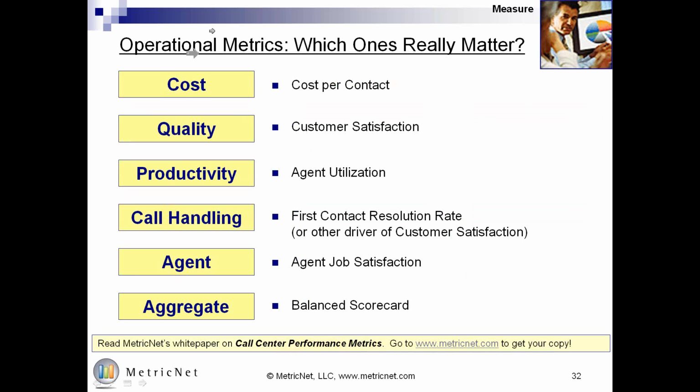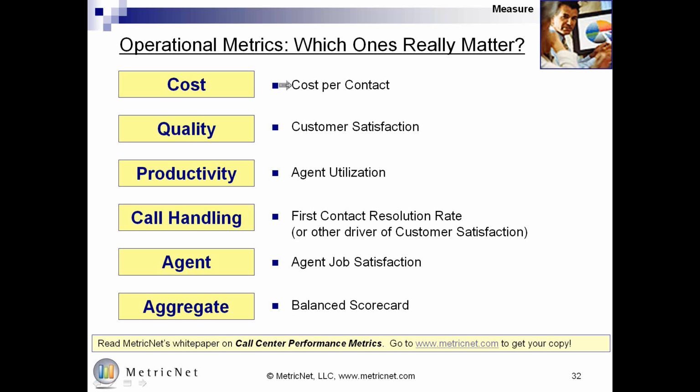And when it comes to operational metrics, less is more. Shown on this page are the 6 metrics that really matter. There's cost per contact, and I'm talking about an inbound customer service call center. There's a slightly different set of metrics that you'll be looking at if you're talking about a revenue-producing call center. But for the purposes of this presentation, we're going to be using inbound customer service call centers as our example. The principles apply equally to revenue-producing call centers, whether you're inbound or outbound.